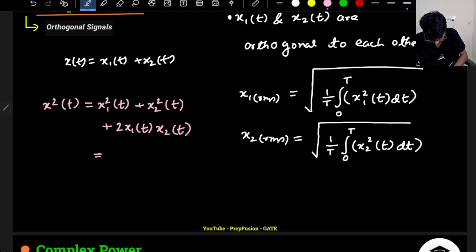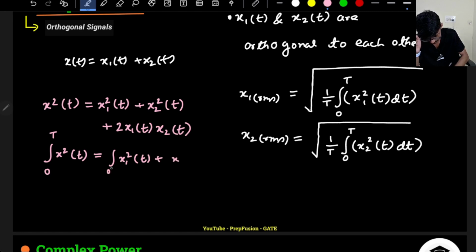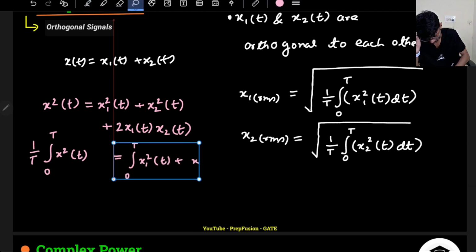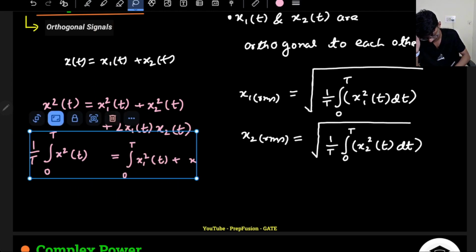Now, what is the next step that we do to calculate the RMS? We take the mean, right? So if I take the mean on both sides, integral from 0 to T, and of course I will divide by T, and dt also will be there. Let me use some other color.